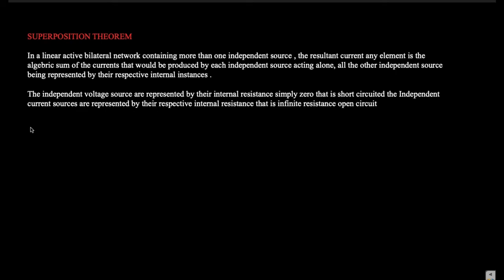In a linear active bilateral network containing more than one independent source, the resultant current in any element is the algebraic sum of the currents that would be produced by each independent source acting alone, all other independent sources being replaced by their respective internal resistances.